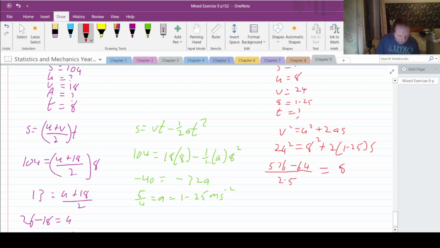Okay, should equal s. So 576 minus 64 gives me 512, divided by 2.5 gives me 204.8. 204.8 meters is equal to s. Okay.